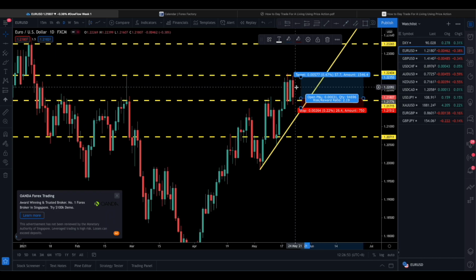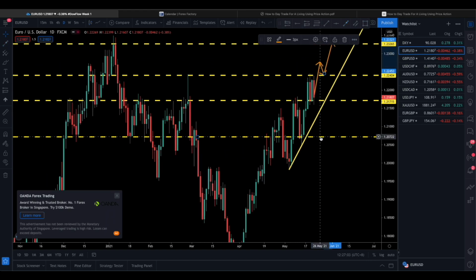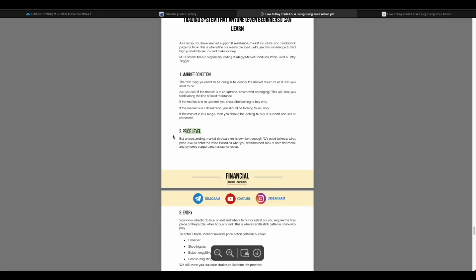Okay, the other way that you could potentially trade it is to just wait for price to come up here again, breakout, retest, look for a candlestick pattern, and just take the long up. Okay, remember the bias is bullish, so we do not sell in a bullish bias. Okay, you just follow this day trading guide which I've prepared for you, right? Market condition is bullish, so if the market is in an uptrend, you want to buy, right?